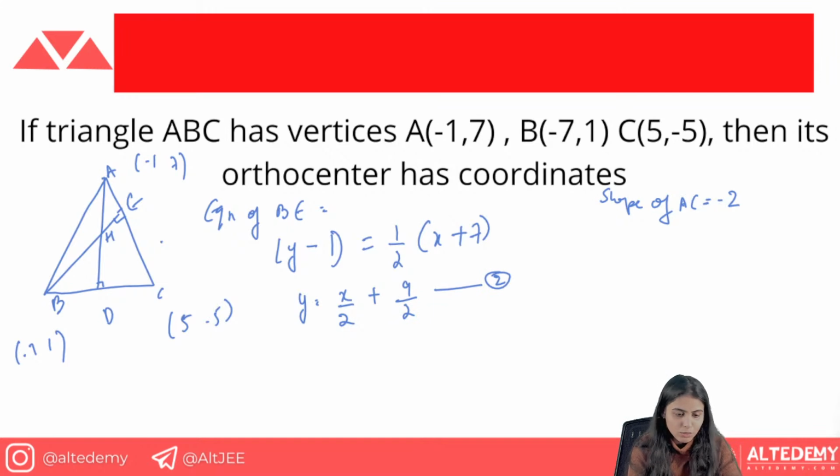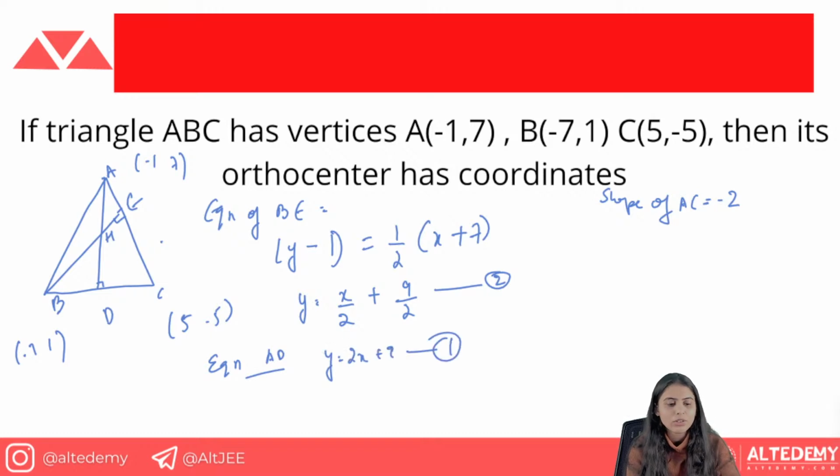Now what was the equation 1? The equation 1 was the equation of AD. Okay, the equation of AD was y is equal to 2x plus 9. And we needed to calculate the point H. So H is basically the intersection of segments 1 and 2, that is the AD and BE. So how can you get the value of H?